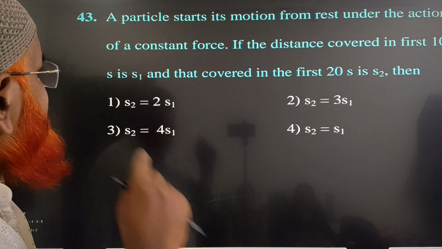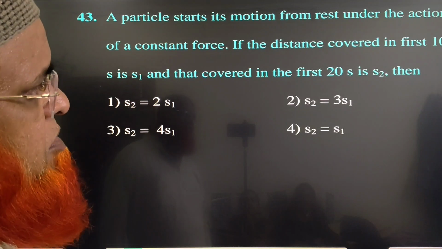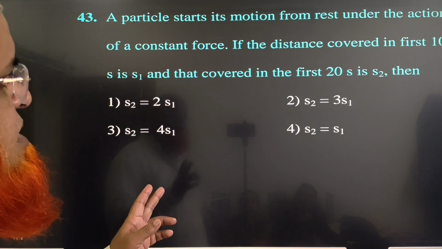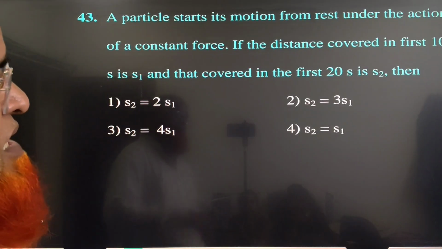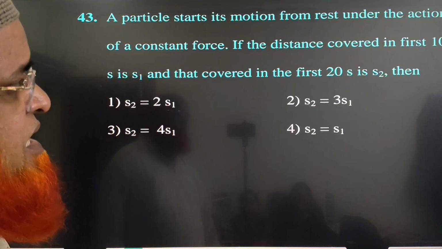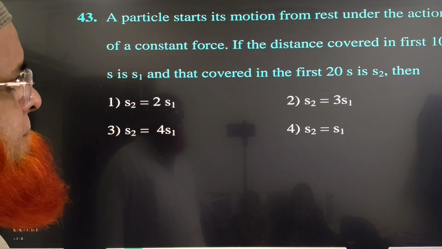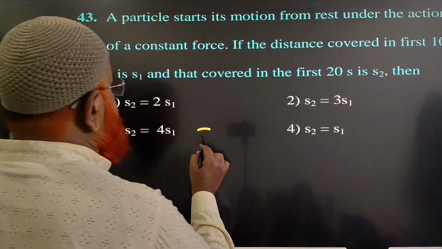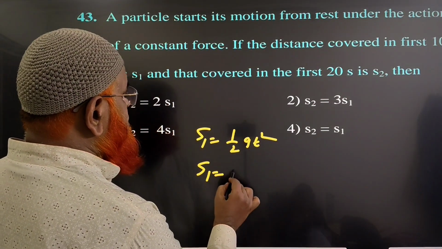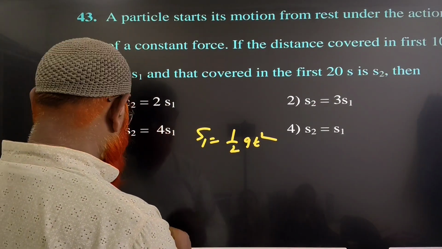Now, a particle starts motion from rest under the action of constant force. Distance covered by the particle in the first 10 seconds is s1, and in the first 20 seconds is s2. First 10 seconds s1, first 20 seconds s2. Then what is the relation between these two? First 10 seconds means half g t square. So s1 is equal to how much?